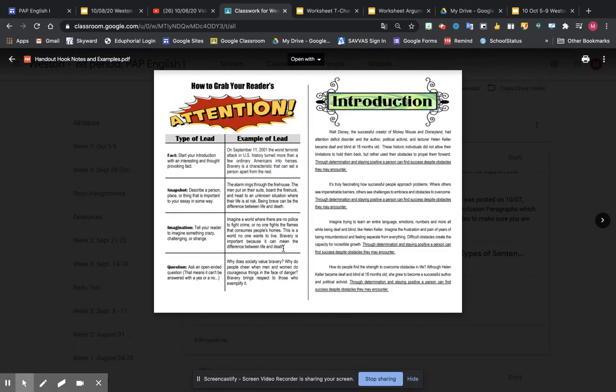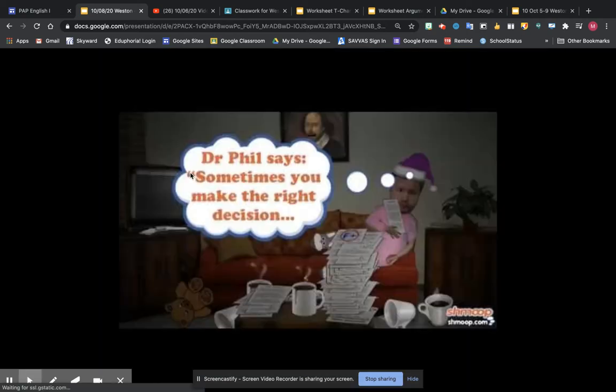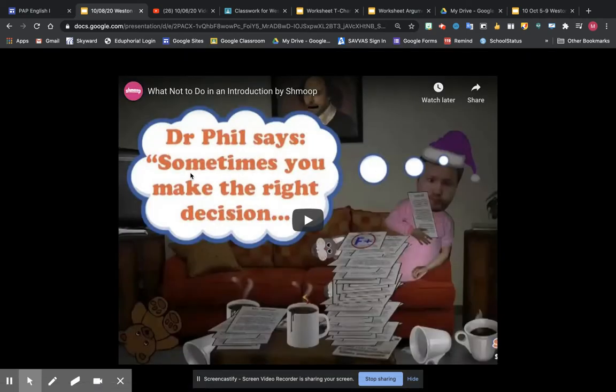And then today, when we go over introductions and conclusions, these are the 4 types of introductions I will be going over with you in the slides. And here are some examples of those types of introductions being used, the types of hooks. So again, these are just resources for everybody. So back to our slides. Okay. So go ahead and you can pause your video and watch this, what not to do in an introduction paragraph.